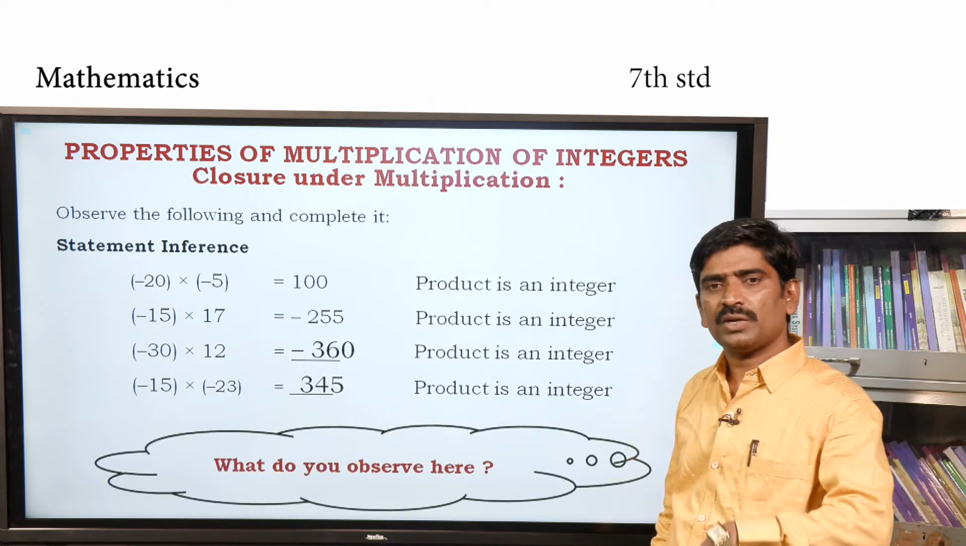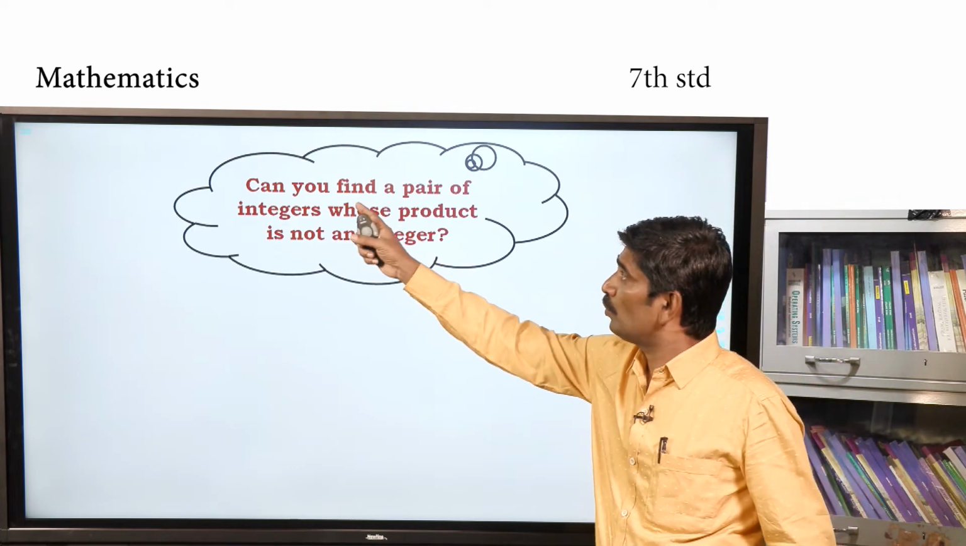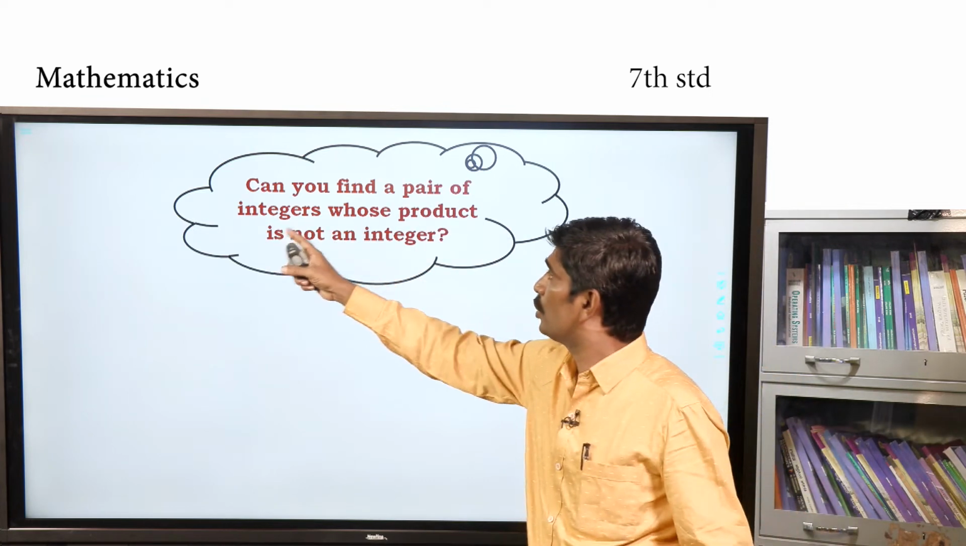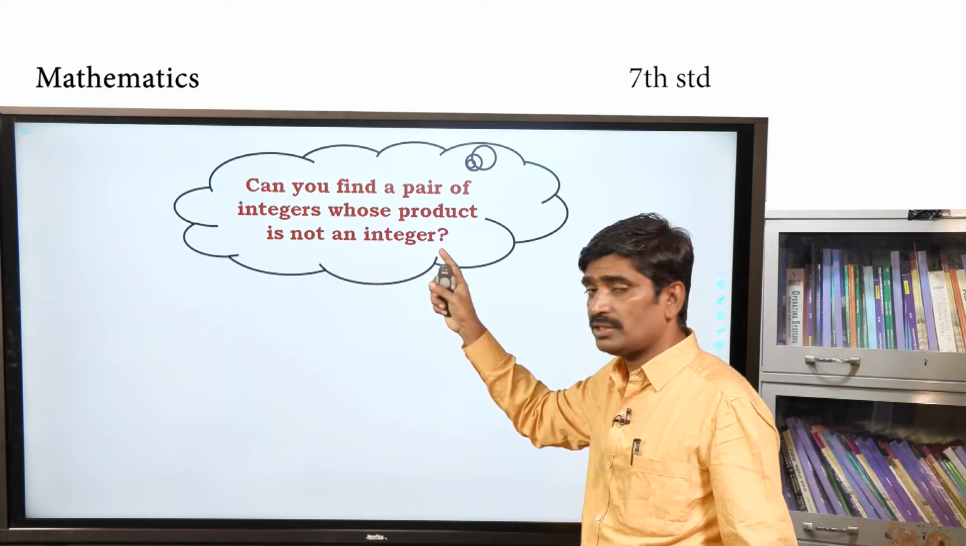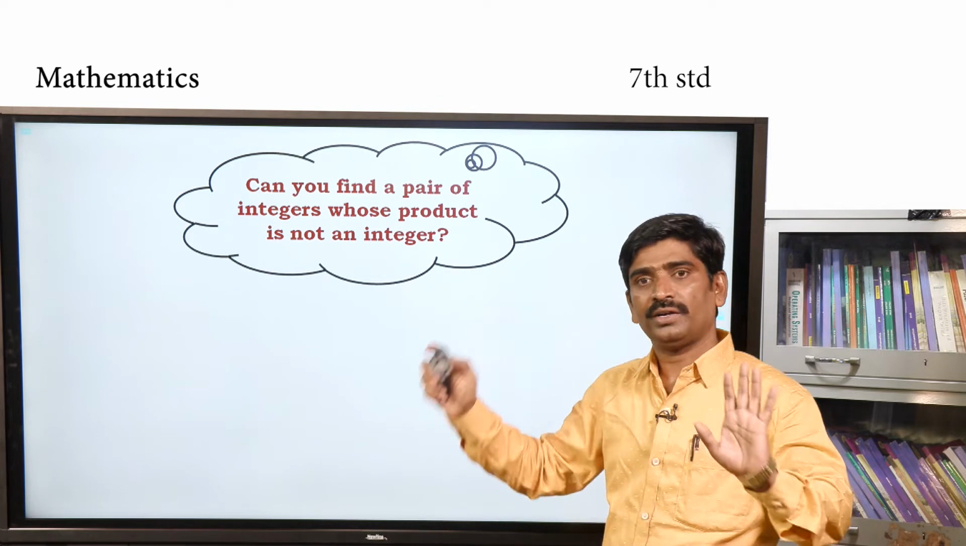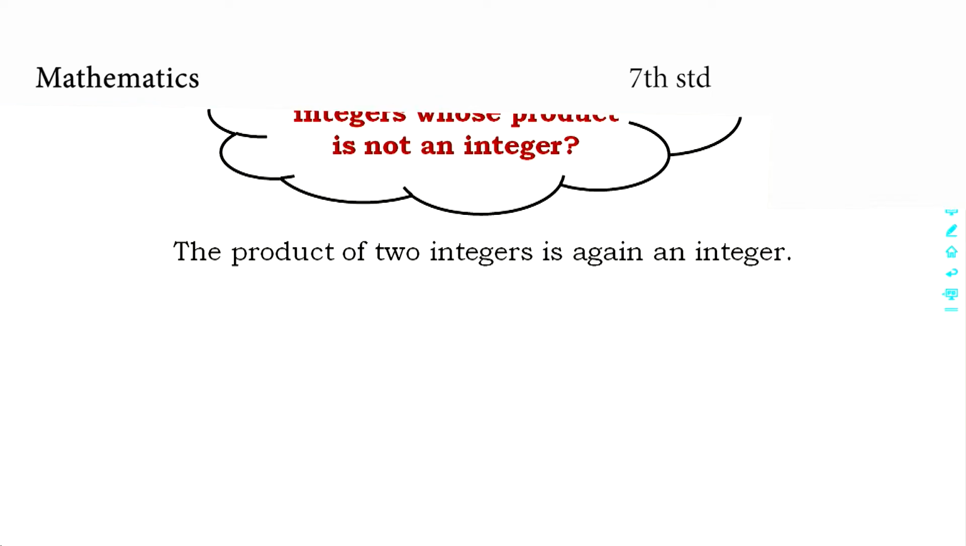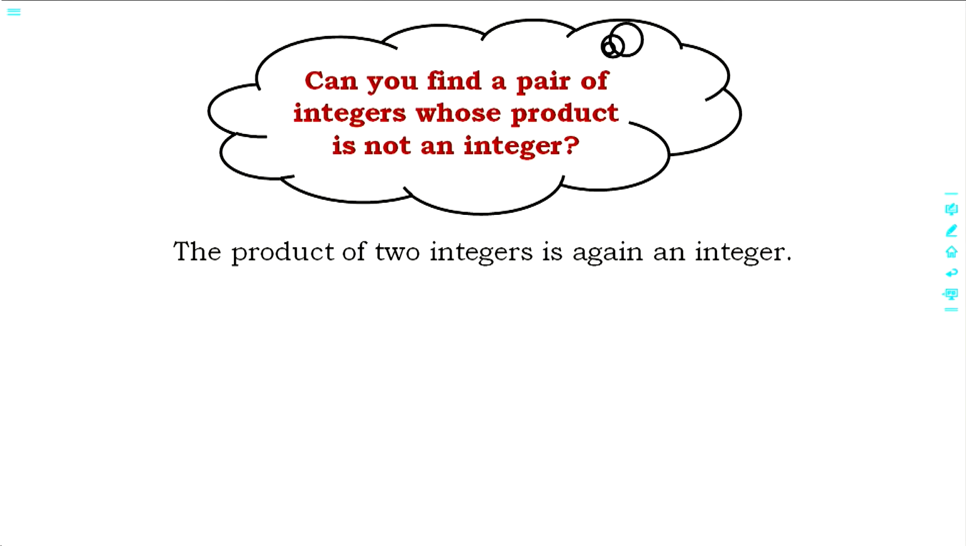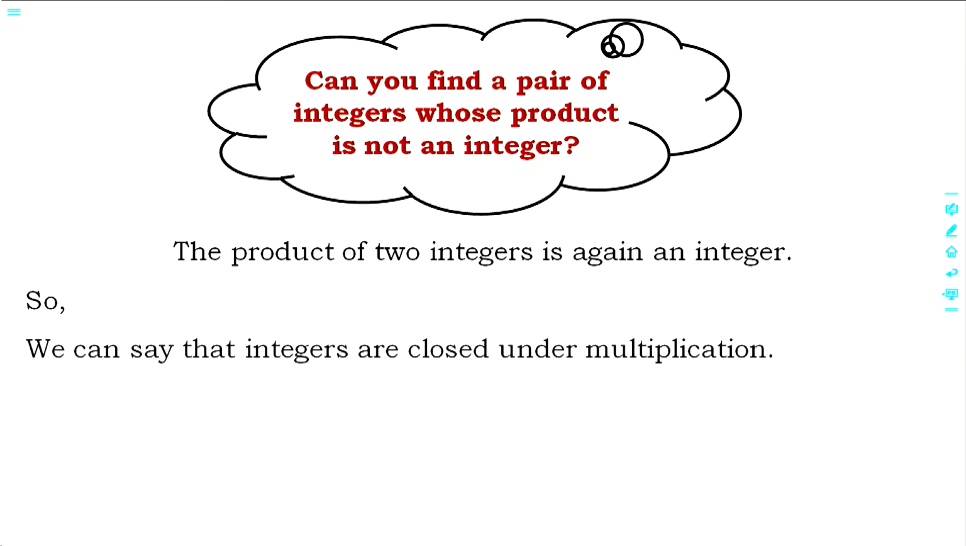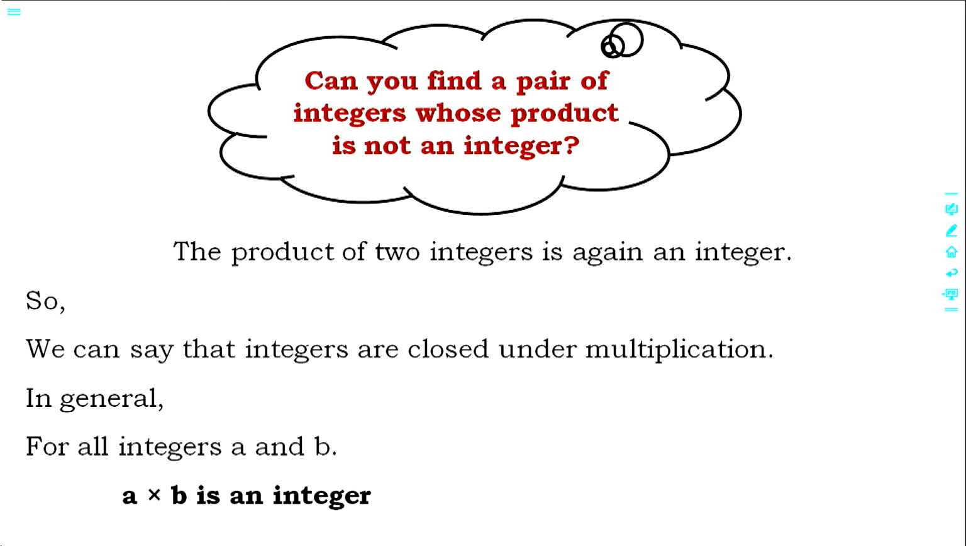What do we observe here? Can you find a pair of integers whose product is not an integer? No, all are integers. Then the product of two integers is again an integer. So, we can say that integers are closed under multiplication. In general, for all integers a and b, a into b is an integer.